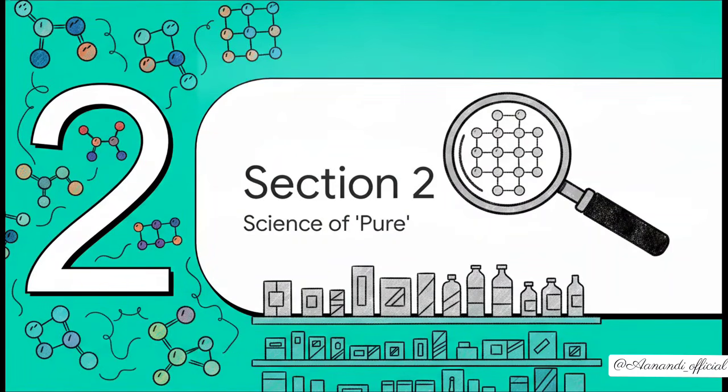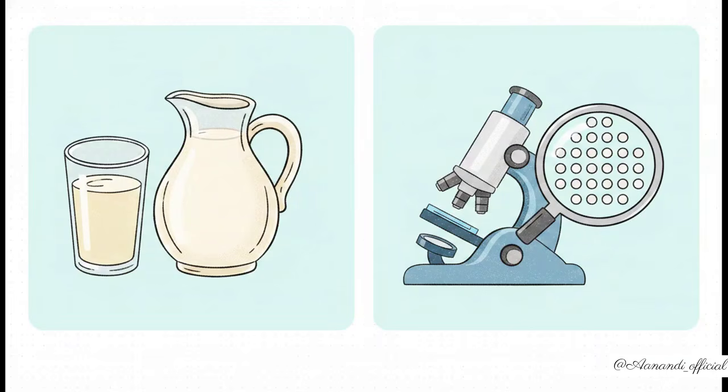All right, moving on to Section 2, the science of pure. Let's zoom in a bit and rethink a word we see at the grocery store all the time. Now, context is absolutely crucial here. In our everyday lives, when we buy pure milk or pure ghee, we just mean it's unadulterated. No illegal, cheap additives or sketchy fillers mixed in to cut costs.